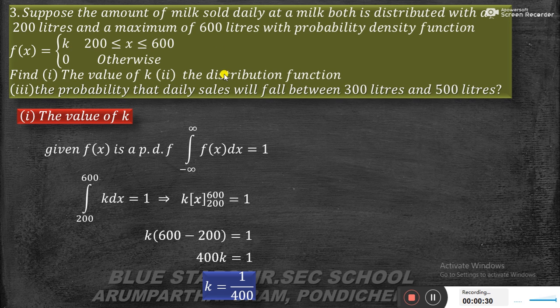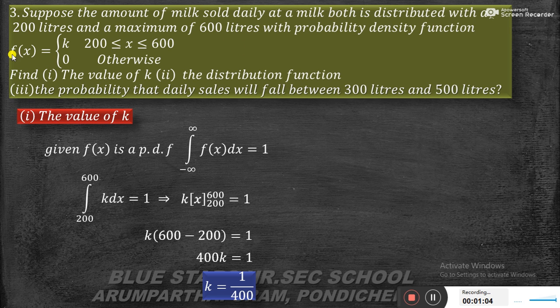The second subdivision is the distribution function. The third subdivision is the probability that daily sales will fall between 300 liters and 500 liters. You see here, these are the questions. The milk sold daily means the milkman sold milk daily at a milk booth, distributed with a minimum of 200 liters and a maximum of 600 liters per day.